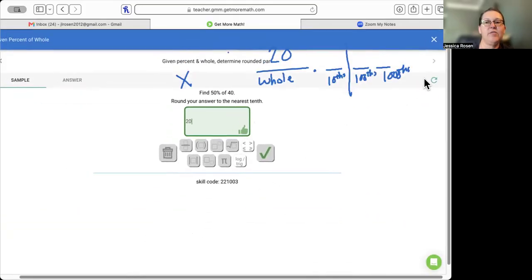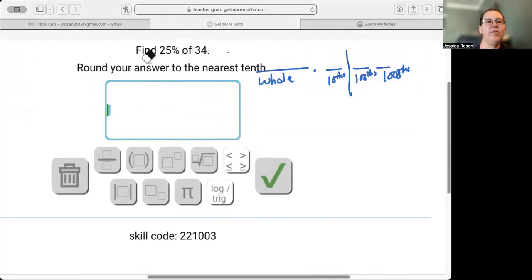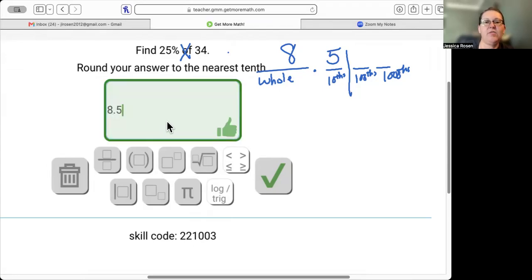So round if needed. Let's look at this one. We've got 25% of 34. Again, of means to multiply. So we're going to do 25% times 34, and it gets me 8.5. If I'm going to round, I don't have to because it's already stopping in my tenths place, just like the other piece was. So we're just going to say 8.5, hit enter, and we're good there.